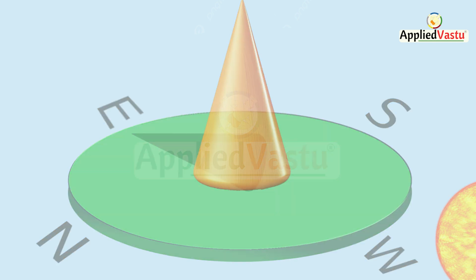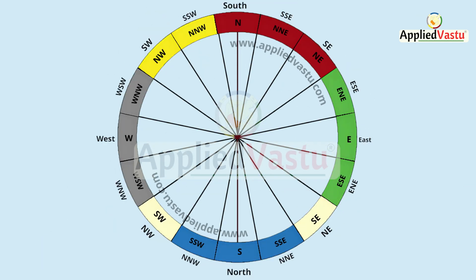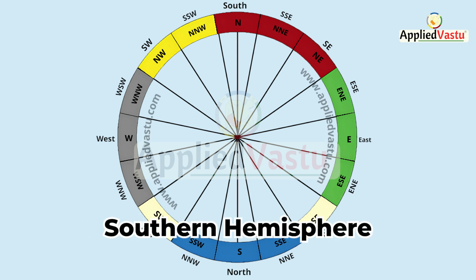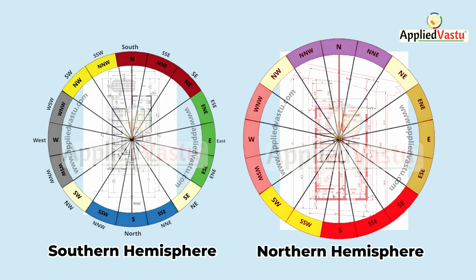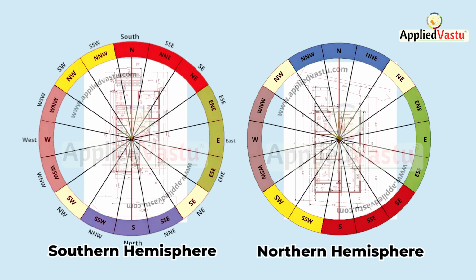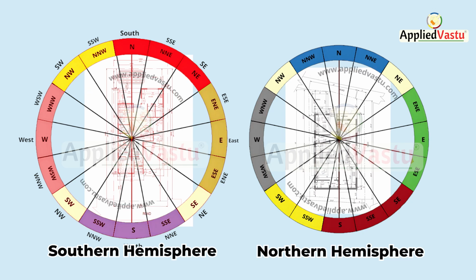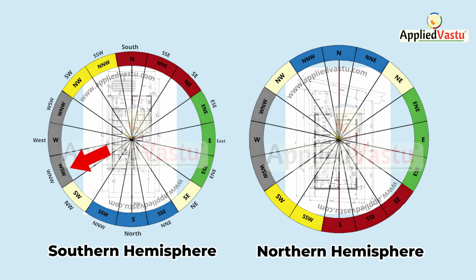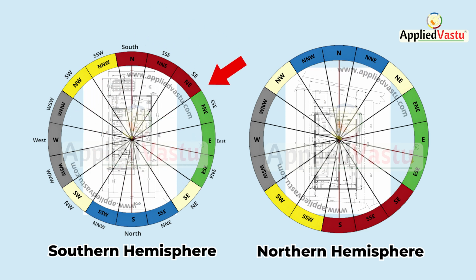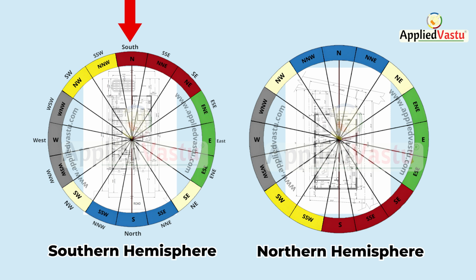So from the earlier discussion, you have now understood that the Vastu principles in the Southern Hemisphere are completely different. For your better understanding, we are placing two plans side by side. One is a grid of the Northern Hemisphere plan, and the other is a grid of the Southern Hemisphere plan. In the AppliedVastu Chakra for the Southern Hemisphere, the inner directions mentioned are based on the Northern Hemisphere, and the outer directions are for the Southern Hemisphere.